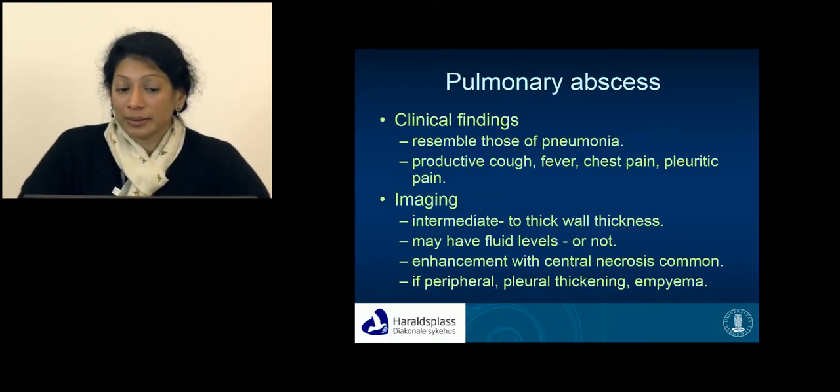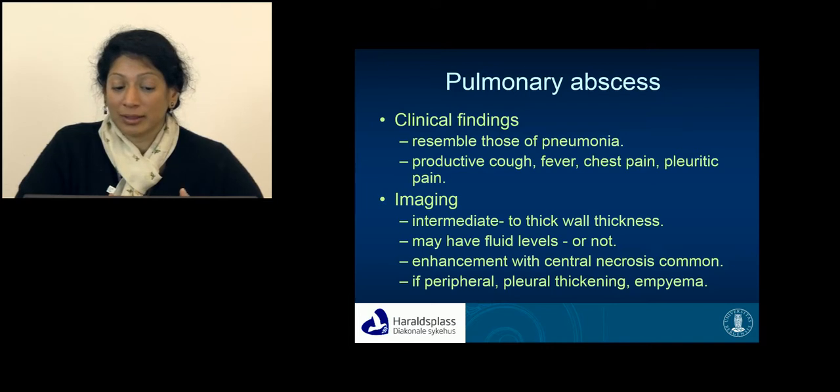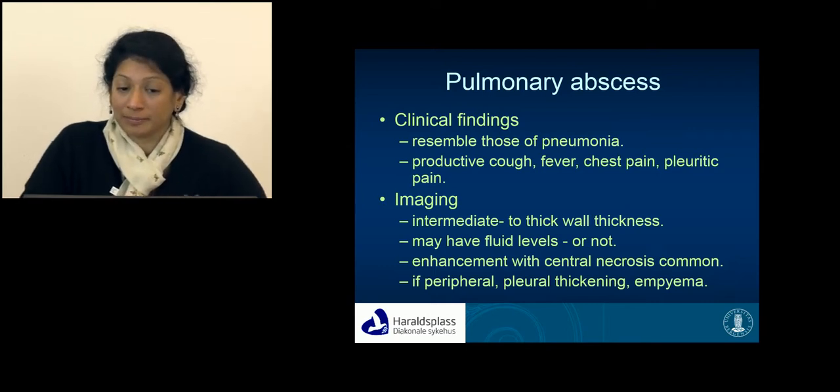A pulmonary abscess has symptoms similar to pneumonia because it's a complication of a pneumonia, so it's productive cough, fever, chest pain, and pleuritic pain. The imaging findings are intermediate to thick wall thickness. They may or may not have fluid levels, and enhancement with central necrosis is common, and if it's peripheral, you may have pleural thickening and empyema.